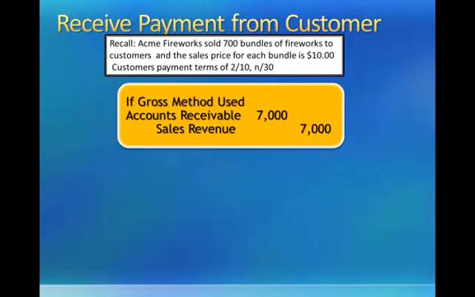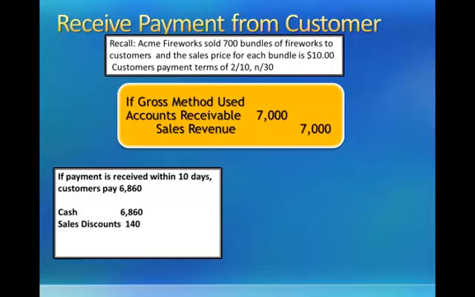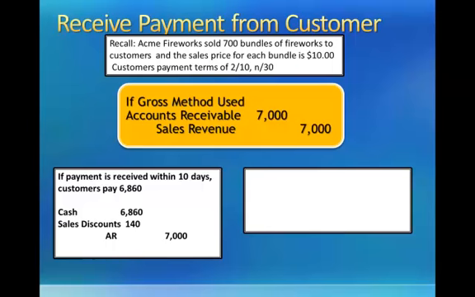But what if the gross method is used? If the gross method is used, we would have recorded accounts receivable and sales revenue for the full amount, not the amount after the discount. That means that accounts receivable would be increased by $7,000 and sales revenue would be increased by $7,000. If the customer pays within 10 days, the customer will only pay $6,860. This means that we will need a debit of $140, which we will debit to sales discounts. Sales discounts is a contra revenue account, which means it's going to lower our net reported revenue.